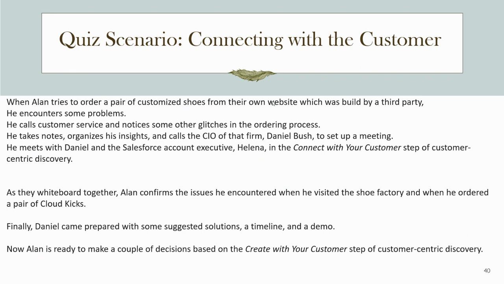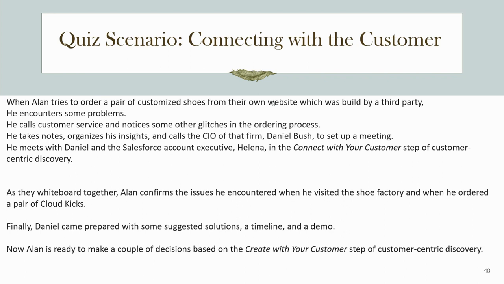On the screen you can see a particular person whose name is Alan. Alan tries to order a pair of customized shoes, right? We all go shopping on a website. We all buy good things from the Amazon site, or any other website, which might be built by a third party, because we have not built Amazon, we have not built Facebook, right? So that particular website is built by a third party.